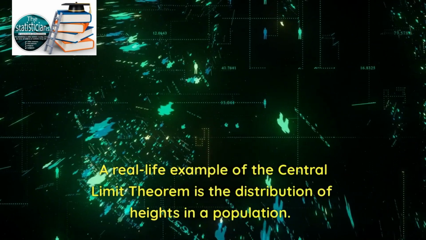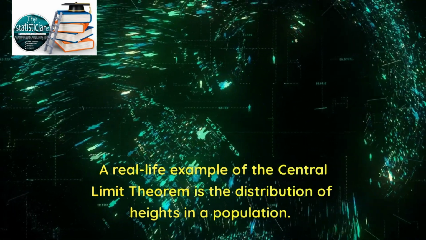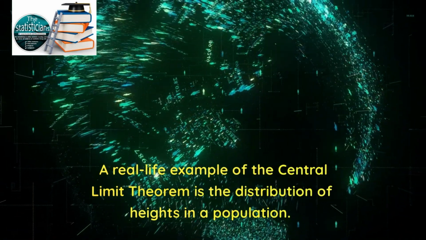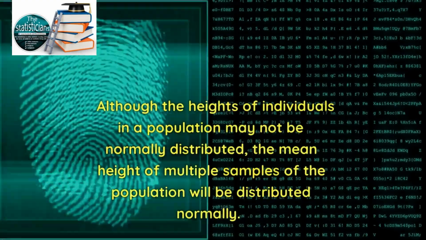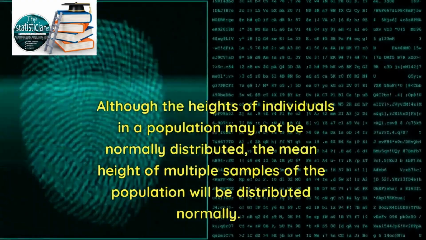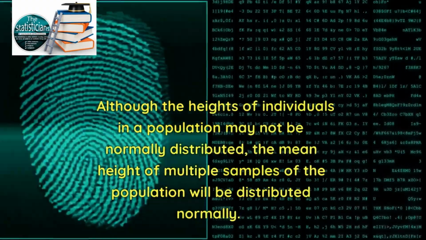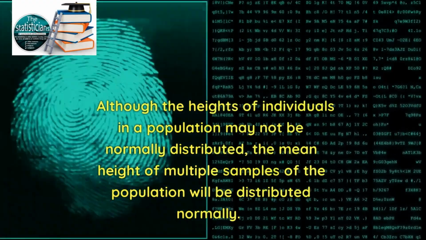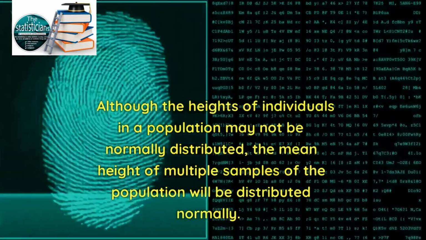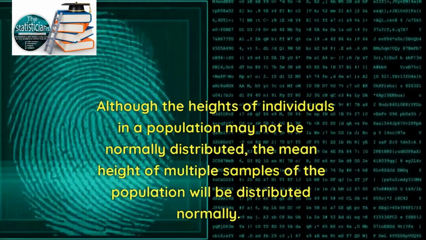A real-life example of the Central Limit Theorem is the distribution of heights in a population. Although the heights of individuals in a population may not be normally distributed, the mean height of multiple samples of the population will be distributed normally.